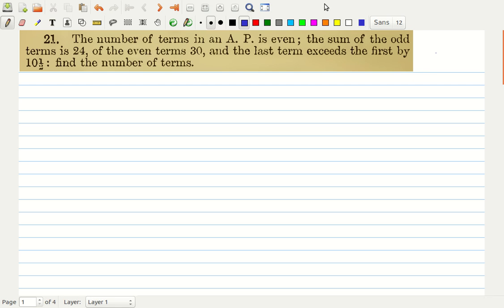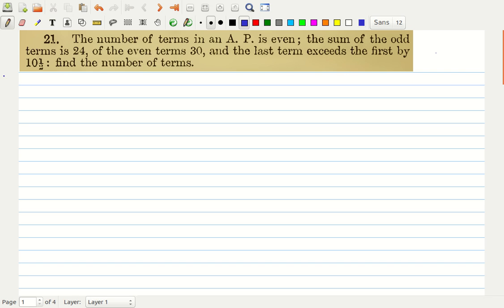Okay, so this is problem number 21 from chapter 4B of Hall and Knight Higher Algebra. This problem is slightly interesting. What this problem says is the number of terms in an AP is even, so we know that there are an even number of terms. The sum of the odd terms is 24 and of the even terms is 30, and the last term exceeds the first by 10.5. Find the number of terms.